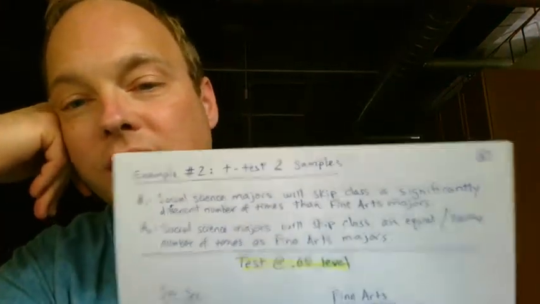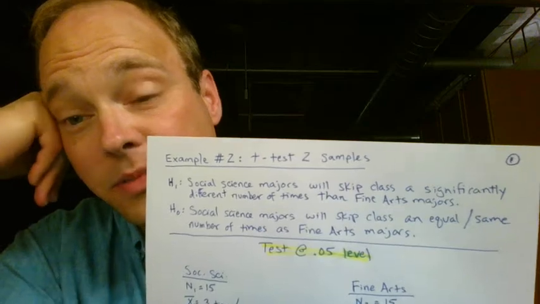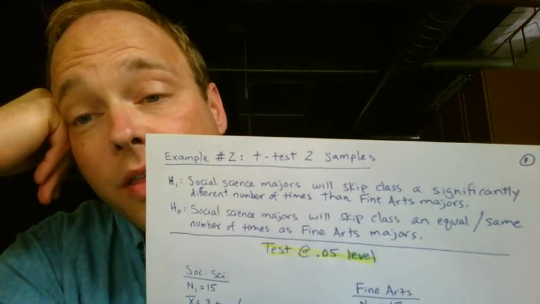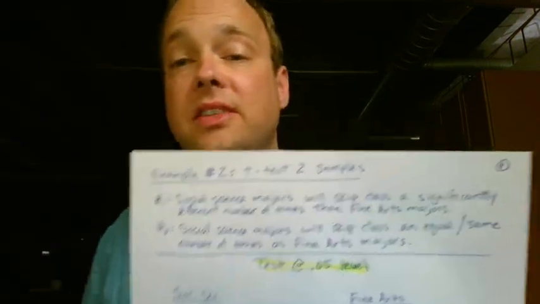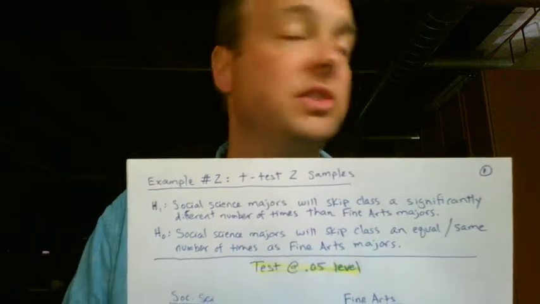First thing, and again, this is available on Blackboard, but the first thing I want to introduce to you are the hypotheses, because there's important information that we can learn from the hypotheses. There they are on the screen, but you can also download this document from Blackboard, and I will also read them. H sub 1, the research hypothesis: social science majors will skip class a significantly different number of times than fine arts majors.